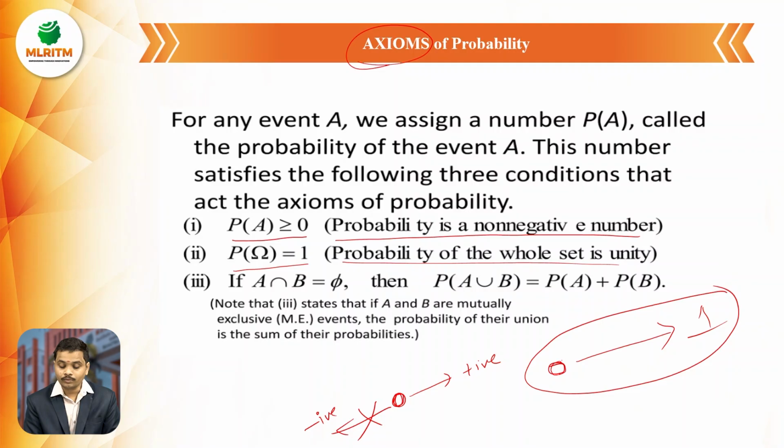And if A intersection B is equal to phi, what is the intersection? The common part: if you have two events A and B, the common possible outcomes from A and B form the intersection. If A intersection B equals phi, meaning no elements of A and B match, then P of A union B is nothing but the probability of A plus the probability of B. The summation of both gives the probability of the two events occurring, because there are no elements in the intersection.